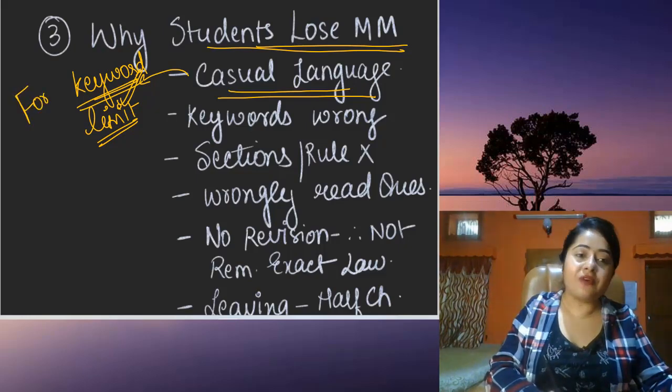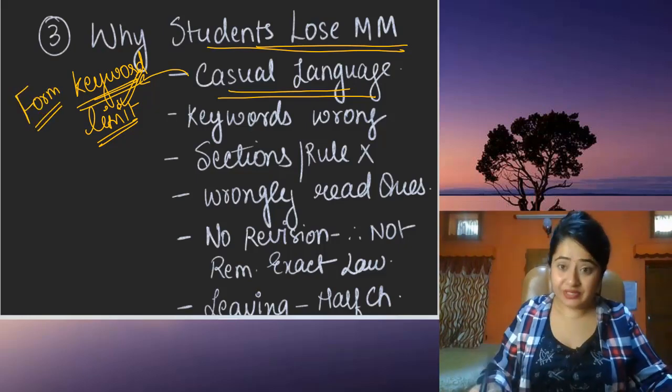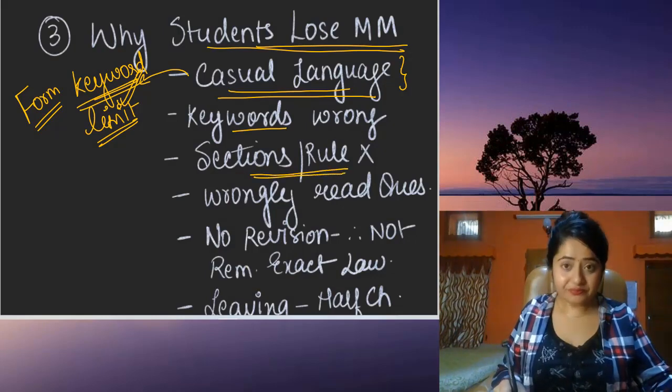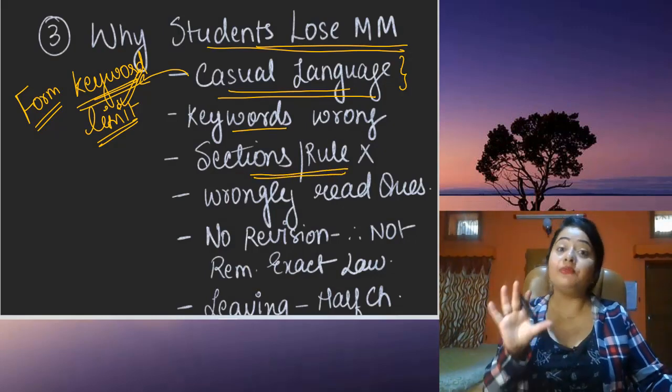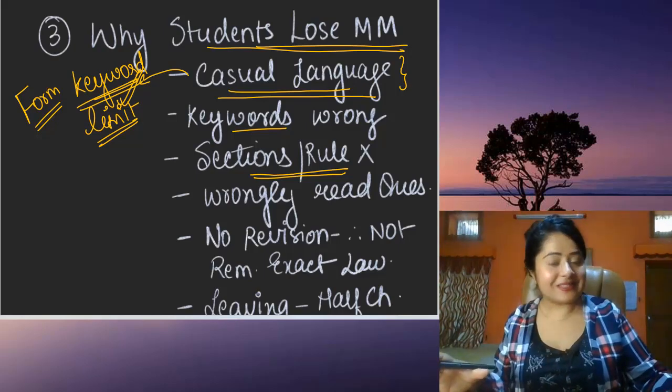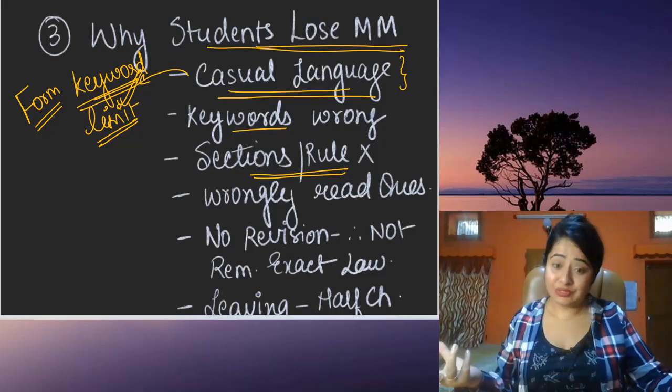Form numbers, CHG-1, CHG-4, you have to be accurate. Sections and rule numbers, please be accurate. If you don't know them, don't write them. Even if your entire answer is correct but the section number or rule number is wrong, you will lose marks.